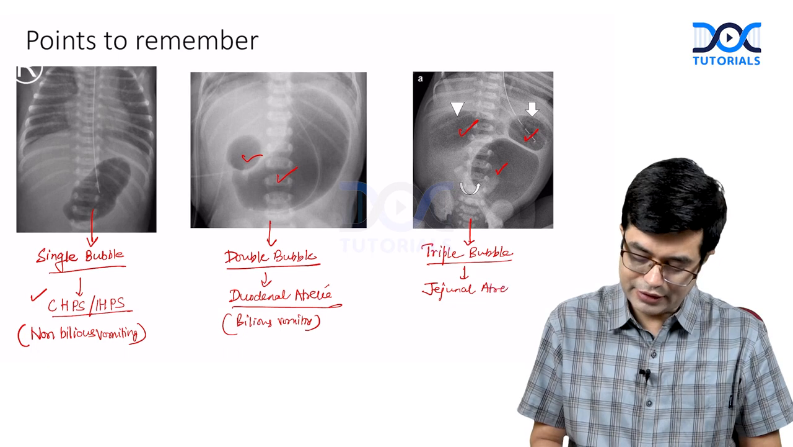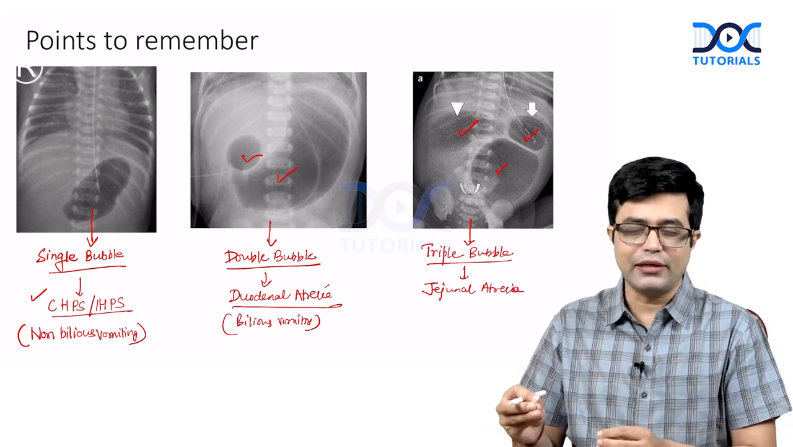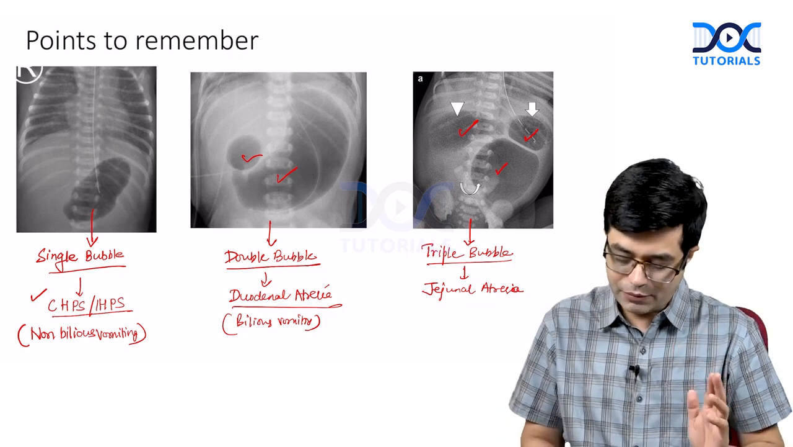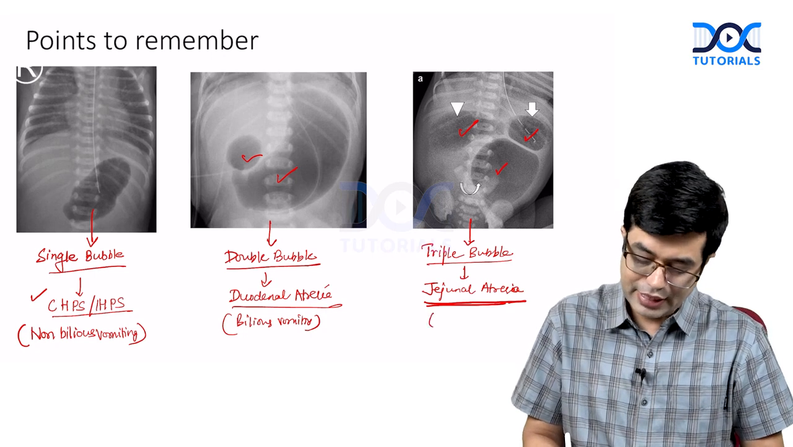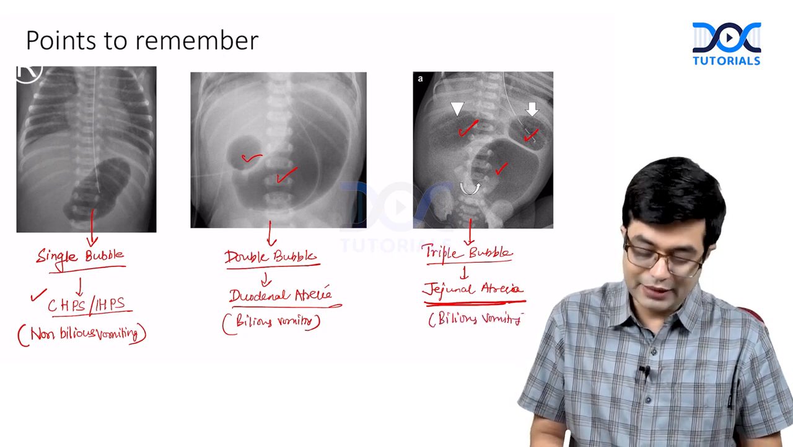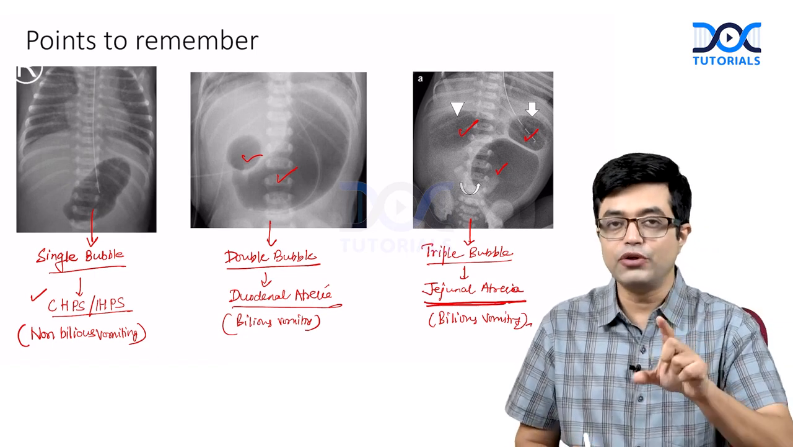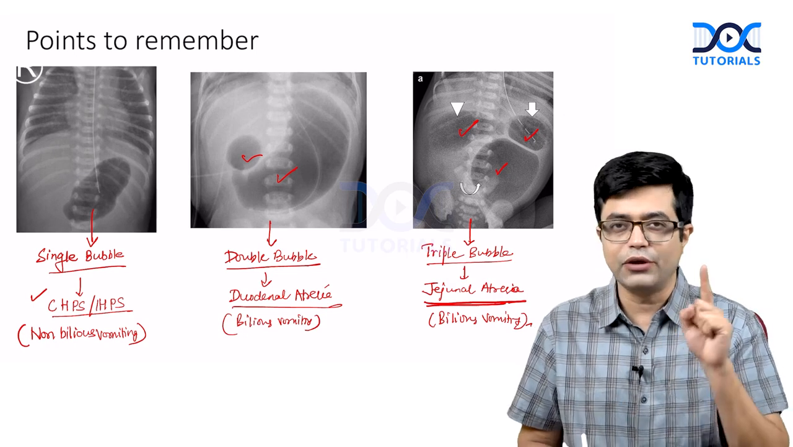It has rarely been described in a jejuno-ileal type of atresia where both jejunal and ileal atresia coexist. But for all practical purposes, in jejunal atresia three bubbles are seen, the triple bubble appearance. And these patients will also have bilious vomiting. So this image and the description, the points I told you, please mark it. Very important. High likelihood of getting repeated in one way or the other.